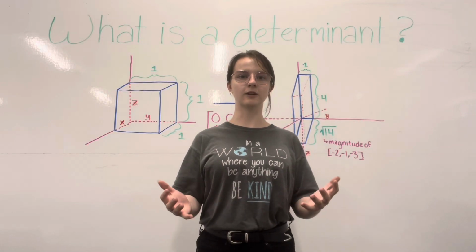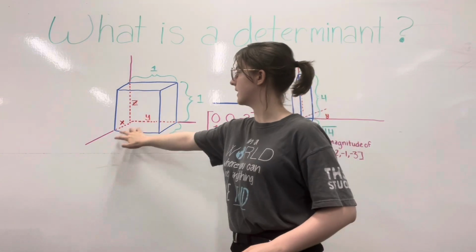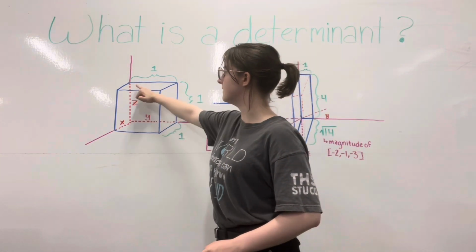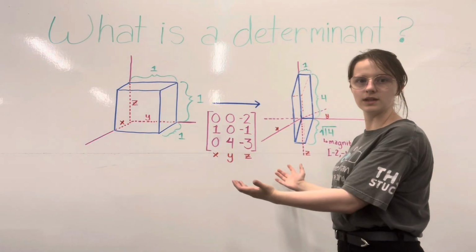What is a determinant? To answer that, first let's imagine a unit cube with an x vector, a y vector, and a z vector. It undergoes a matrix transformation like this. What does that look like?